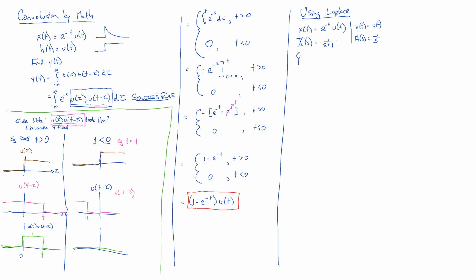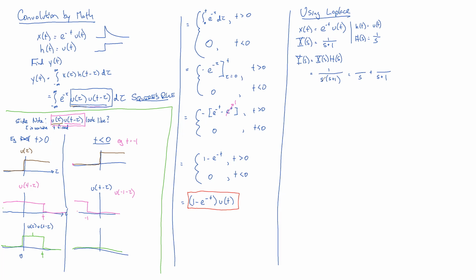So therefore, you can tell, it's easy to find out what our output is. It's just our input multiplied by our h of s, which is going to be 1 over s times s plus 1. But you know from what we did last class that that's equal to some simple number over s plus some simple number over s plus 1.